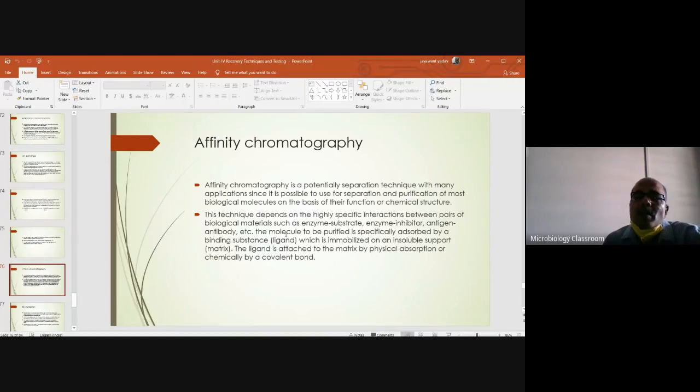By exploiting this property in affinity chromatography, it is possible to separate either the enzyme or the substrate, because there is a very high affinity of certain enzymes for certain substrates. In a similar fashion, enzyme and inhibitor.